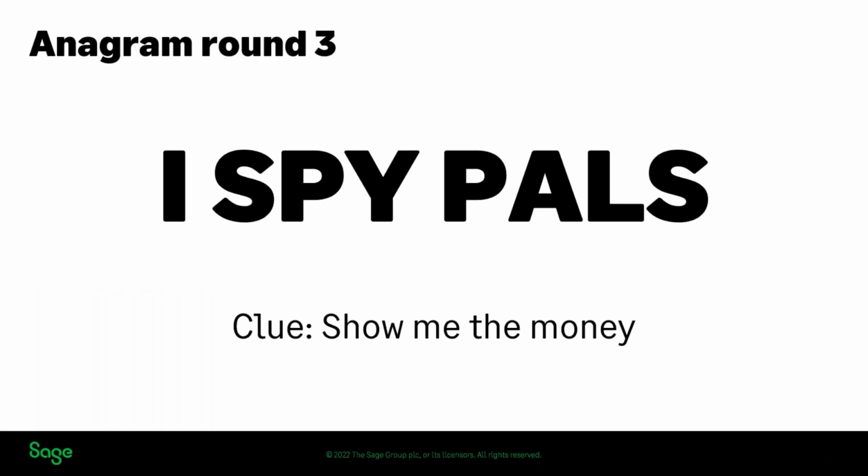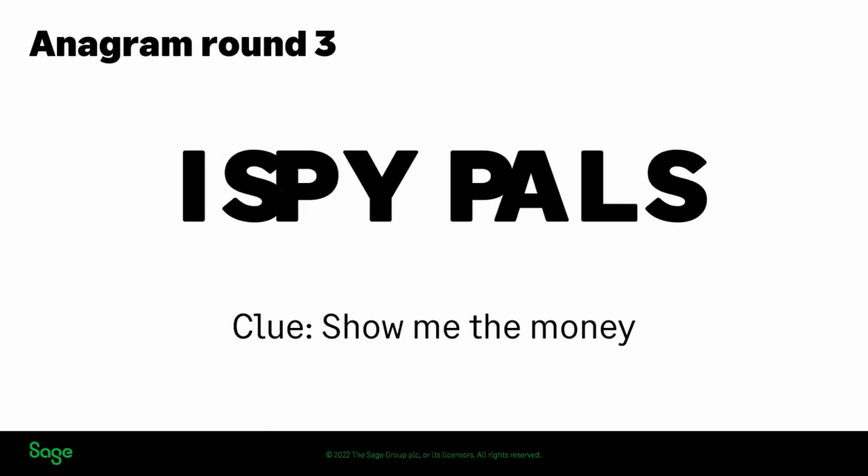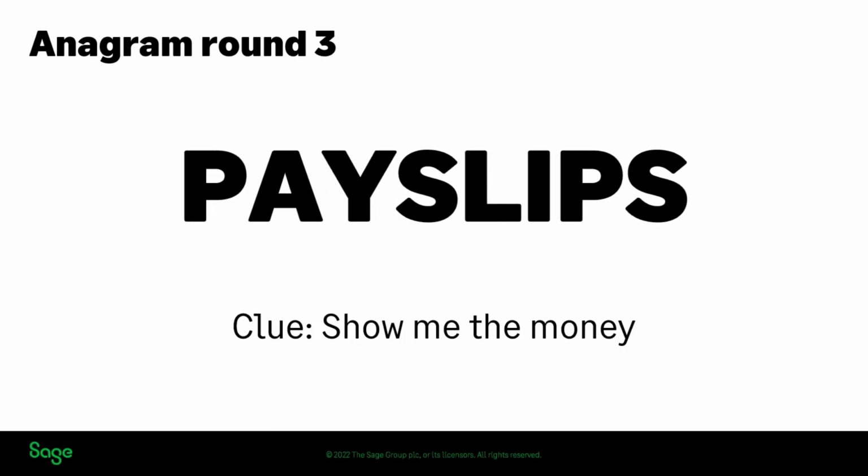We have a bit of a bonus round anagram, which is the I Spy Pals and Show Me the Money. Now I can see a few people got the anagram in the questions, so we saw the responses coming through. Duncan, can you reveal if they are correct, please? They are spot on. Every single person who popped in their answer in the question got it exactly right. It is in fact pay slips. So that concludes the main body of the quiz today.